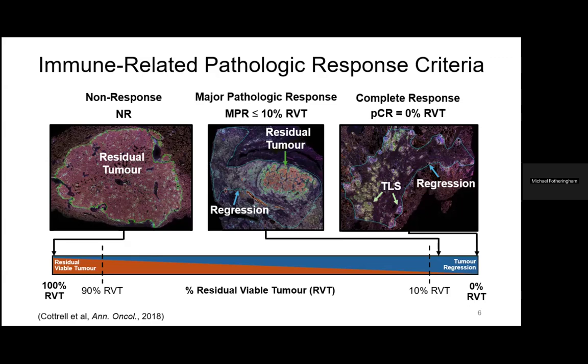On the opposite end of the spectrum, you see annotated in green a large chunk of tumor that hasn't at all been degraded by the immune system whatsoever. A critical threshold is 10% residual viable tumor that marks major pathologic response, and this is associated with improved outcomes. We all clear on RVT? Because I'm only going to start saying RVT.